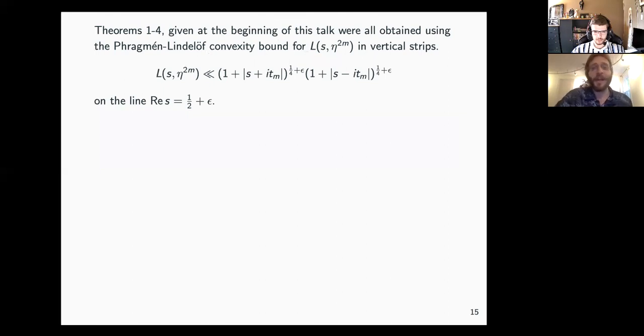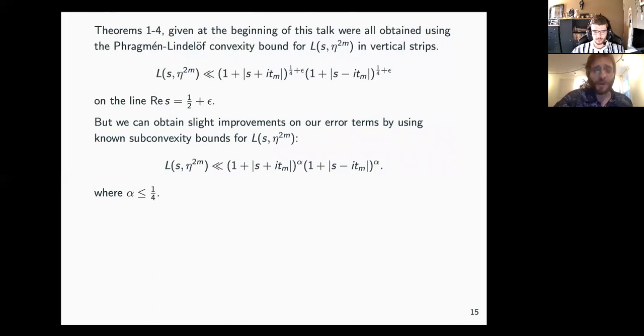So in particular, we use for the main results that we had at the beginning of the talk, our theorems 1 through 4, the convexity bound for these Hecke L functions, specifically that in vertical strips, we have that the L function has polynomial growth with these exponents 1/4 plus epsilon. If we assume that we have a subconvexity result, then we can improve 1/4 plus epsilon to some smaller value, and the Lindelof hypothesis is that these alphas can be taken as small as 0. I probably should have said alpha plus epsilon, but it's morally similar.